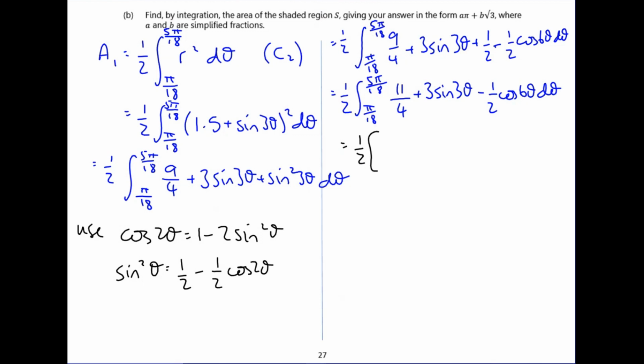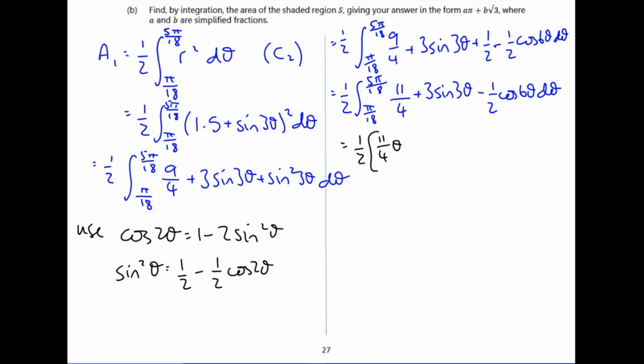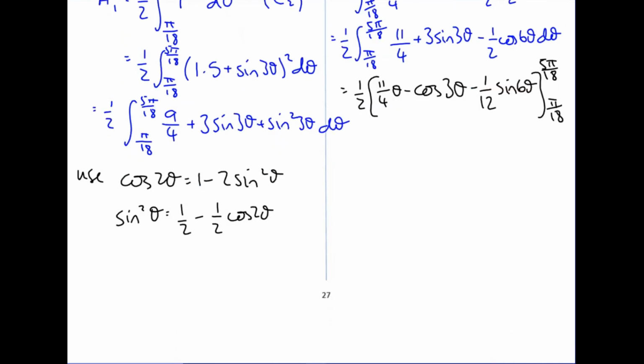Right. Now we can do the integration. So integrating 11 over 4 goes to 11 over 4 theta. Integrating sine goes to minus cos. So minus cos 3 theta, and I've got 3 at the front. I'm dividing through by 3 because it's 3 theta, so they cancel out. Integrating cos goes to sine. I need to divide by the 6, so 1 over 12 sine 6 theta, between those limits. Sub these limits in.